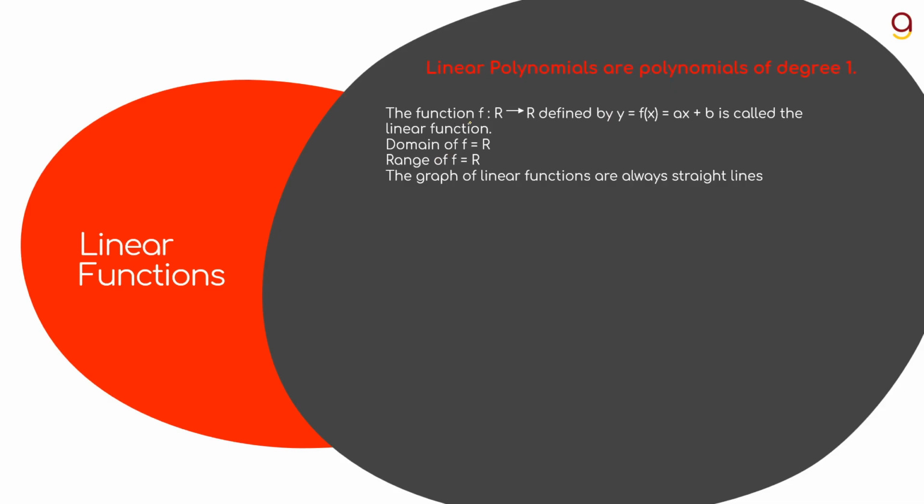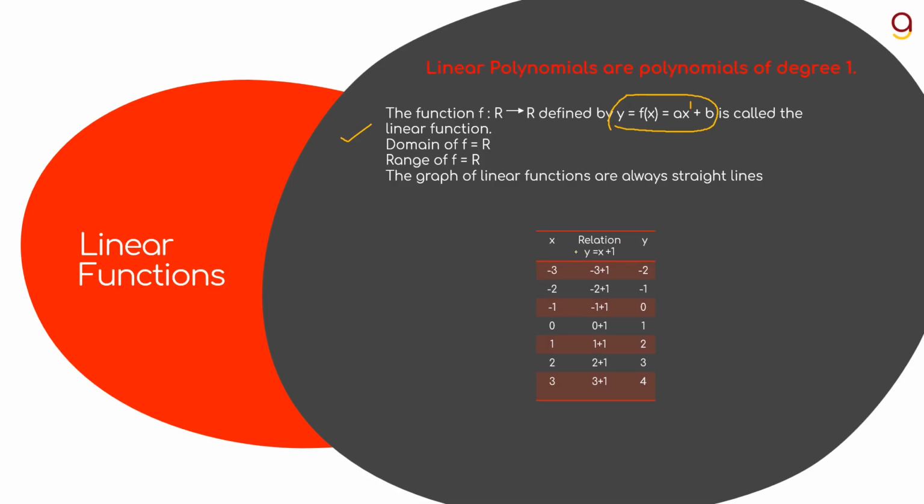The function f from R to R defined by y is equal to f of x is equal to ax plus b is called the linear function. Here, as the highest power of x is 1, this is a linear function. And the coefficient a cannot be 0. So a linear function is expressed in the way ax plus b. Now, let's see the relation in more detail.